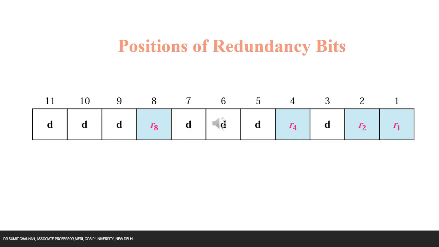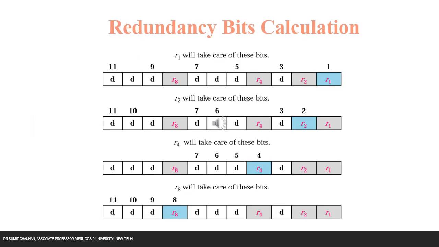Now since we are transferring the data in binary form, and binary has only two states, either 0 or 1, we'll take all those places where we have 2 raised to the power 0, 2 raised to the power 1, 2 raised to the power 2, 2 raised to the power 3 and 2 raised to the power 4 and so on. So all those positions or locations are basically fixed for redundant bits. At these locations we have the redundant bits, and at the rest of the locations we have the actual or original data. I'll talk about redundant bits calculation, R1.